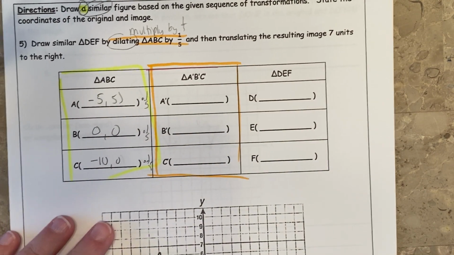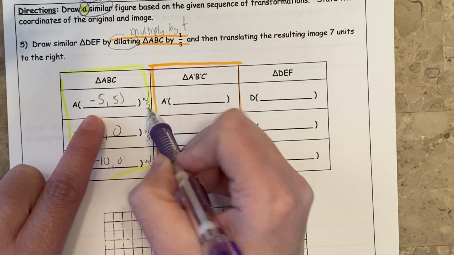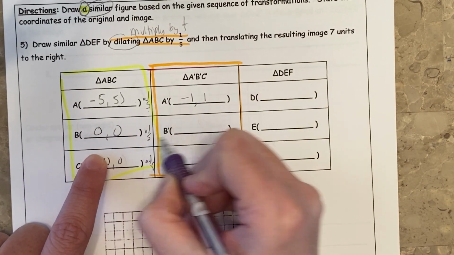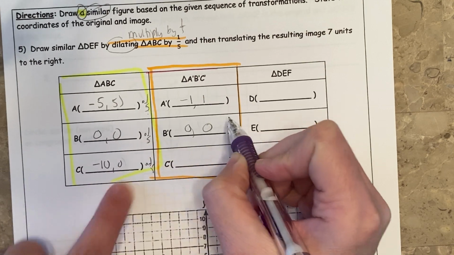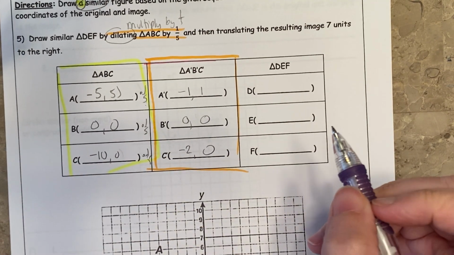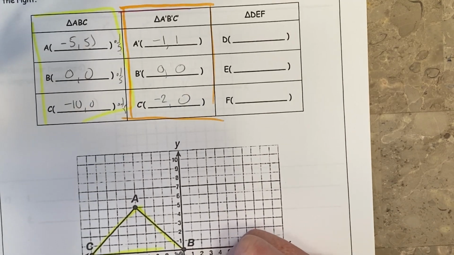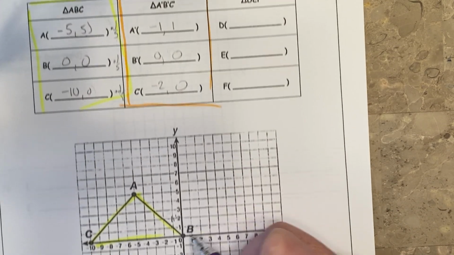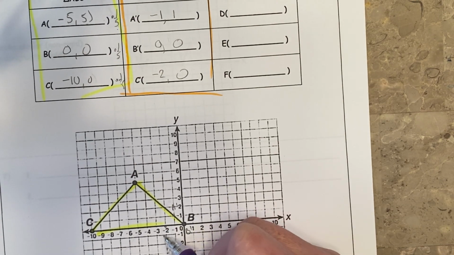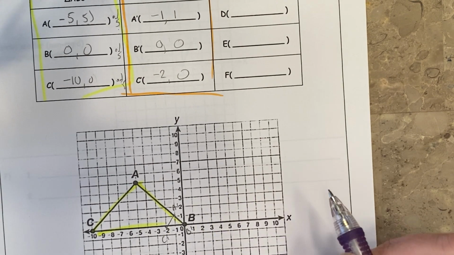Again, you have that fraction button in your calculator. So -5 times 1/5 is -1. 5 times 1/5 is 1. 0 times 1/5 is 0. -10 times 1/5 is -2, and this is 0. So now let's draw this. So -1, 1 is A prime. 0, 0 is B prime, and -2, 0 is C prime. So we have this little triangle right here.